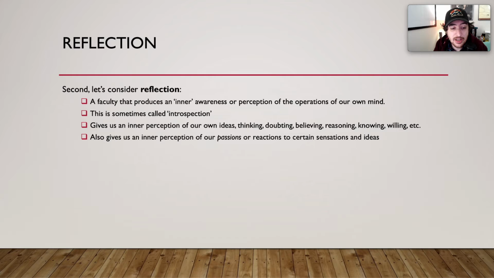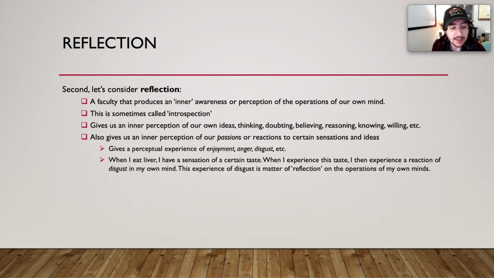It also gives us an inner perception of our own passions or reactions to certain sensations and ideas. For instance, reflection will give us a perceptual experience of enjoyment, anger, or disgust. So when I eat liver, I have a sensation of a certain taste. So then, when I have that sensation, I might also have a reaction to it and thereby experience my own mind's disgust at that taste. So the experience of disgust is a kind of awareness of how my own mind has reacted to that taste.